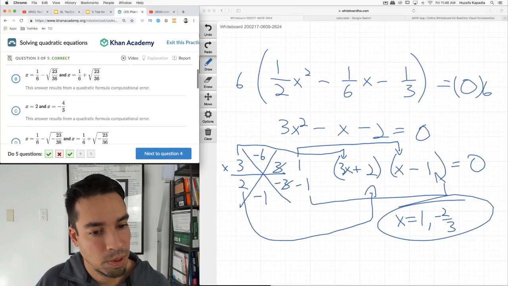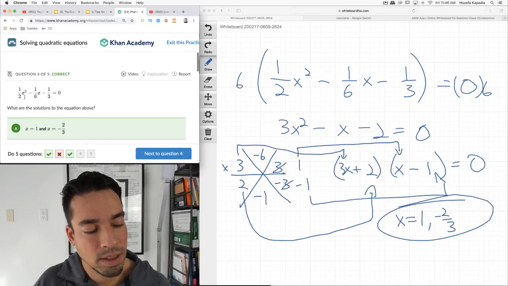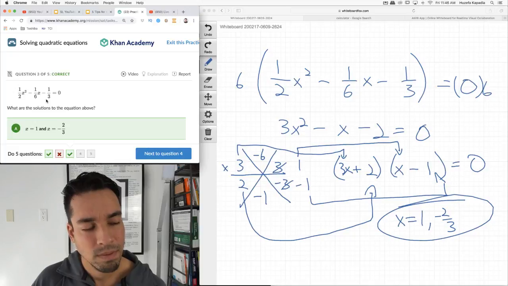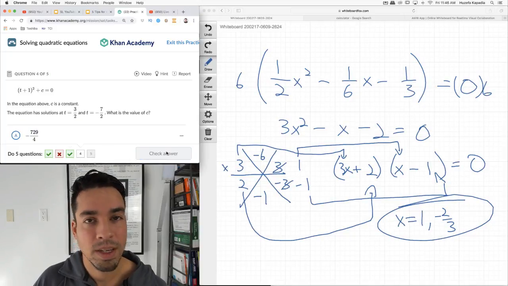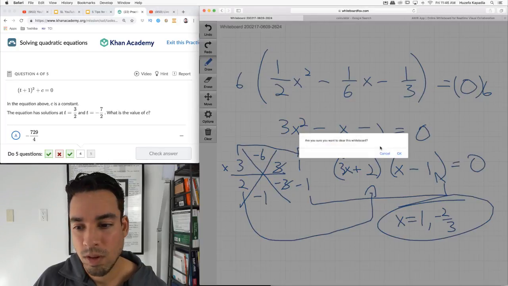Yeah, it's pretty good. If you didn't multiply those out and get rid of the fractions, it's doable. It's just very messy, very messy. And you probably have to use the quadratic formula.